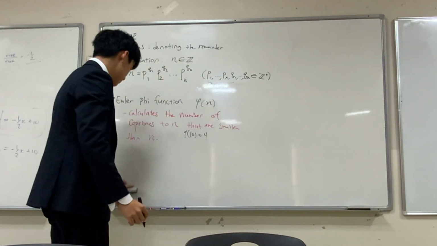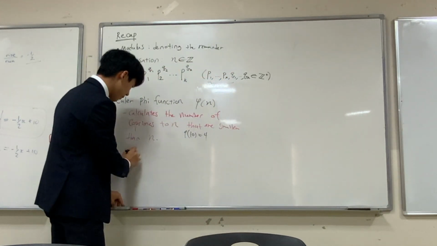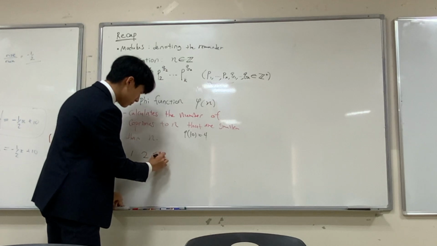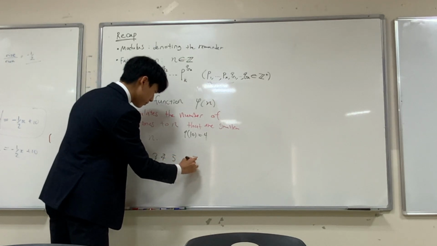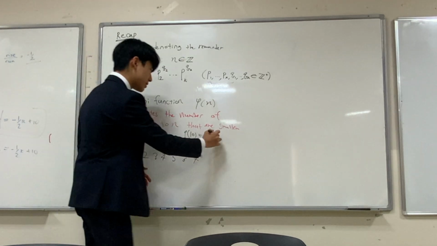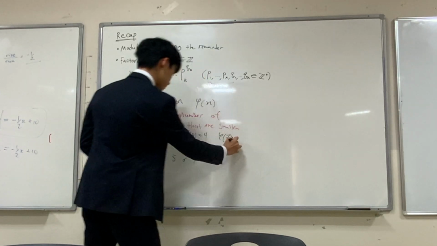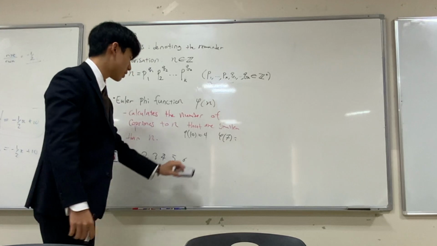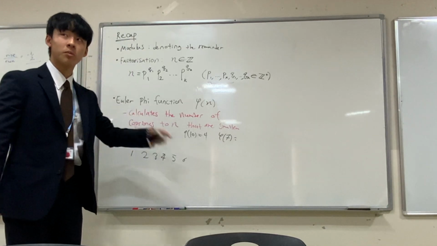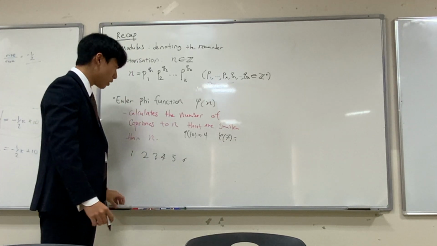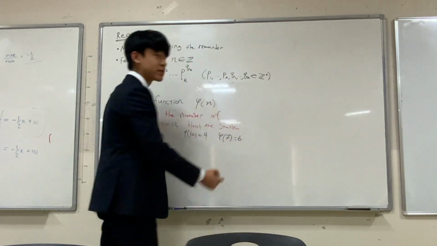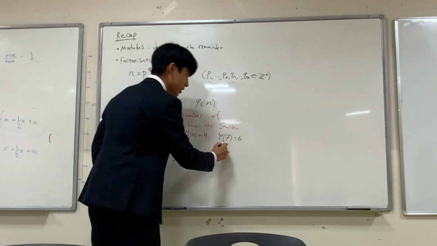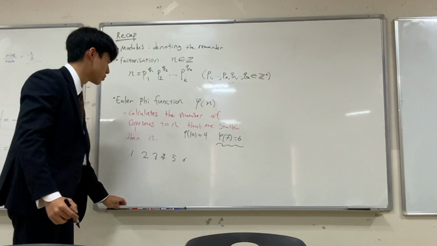And then, if you think about prime numbers, if we think about phi of 7, this one is the only number that's not coprime. So phi of 7 is going to be 6. And this is going to be a hint for the proof that we are going to be doing today.